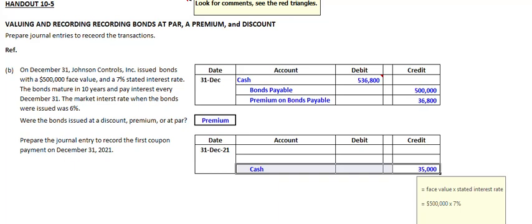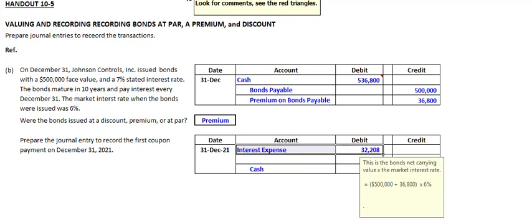It will be lower because our investors only required a 6% rate of return. Our interest expense will be the net carrying value of the bonds. That's the $500,000 bonds payable plus any remaining premium, which in this case is the $36,800, multiplied by the 6% market interest rate. So our interest expense is $32,208.